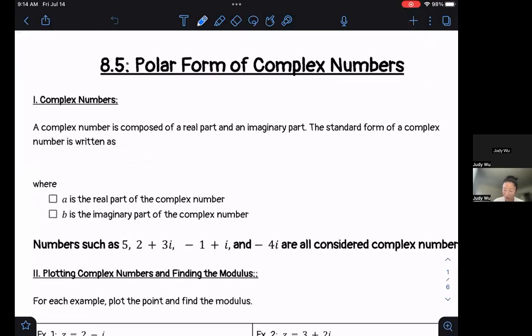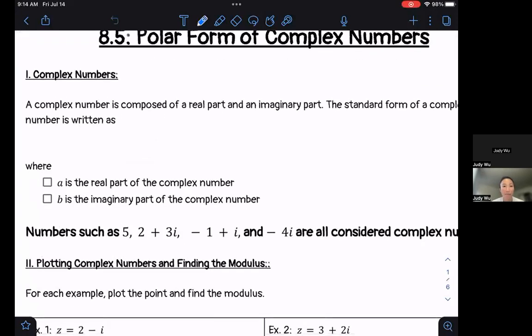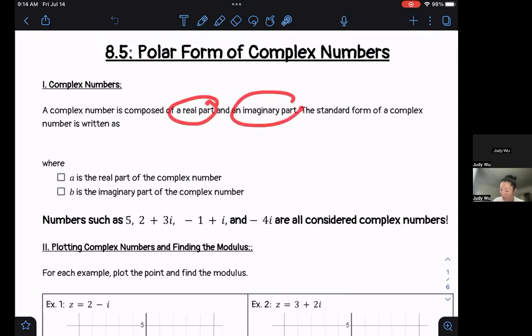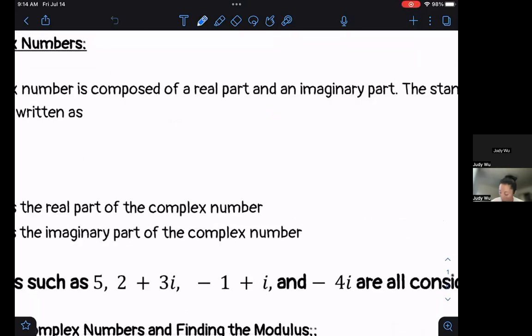All right. So let's take a look at this definition. A complex number is composed of a real part and an imaginary part, okay? So you always have a real part and you always have an imaginary part. Now, the standard form of a complex number is written in the following way, okay? We write it with a z, all right, equals a plus or minus bi.